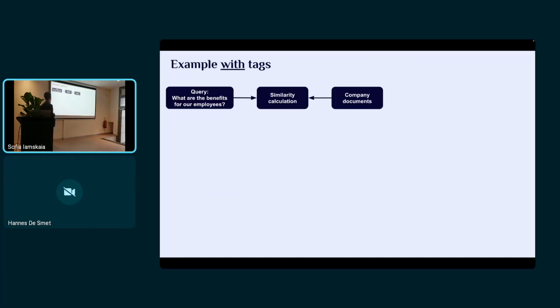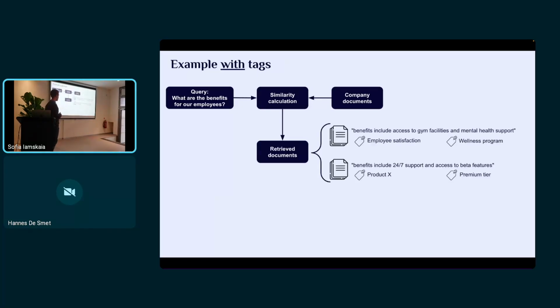Here I also start with an example. I asked a chatbot, what are the benefits for our employees? So imagine we have a chatbot at our company and we want to know what are the benefits for our employees. We are going to do a comparison between the company documents and our query. And then you might retrieve something like this. We might retrieve, for example, 2 documents.